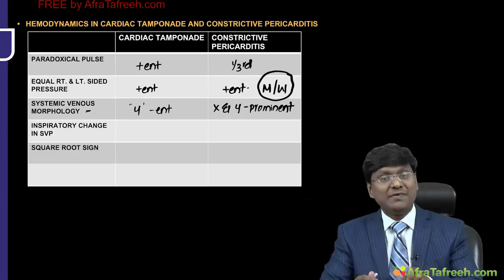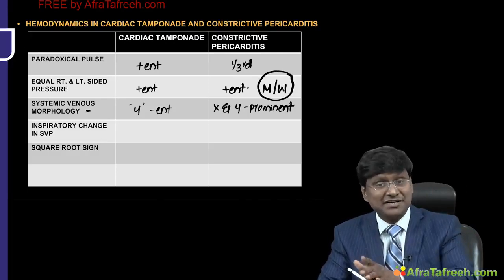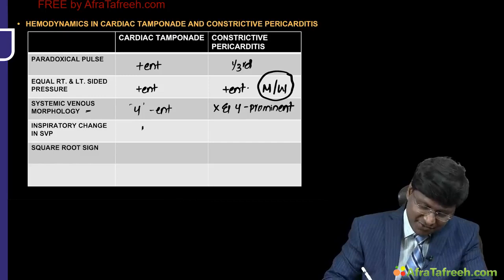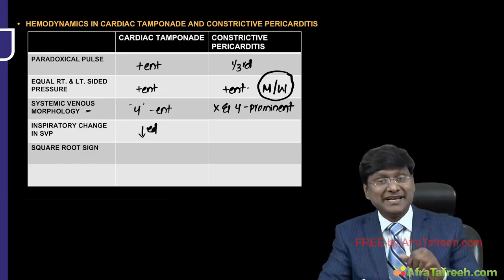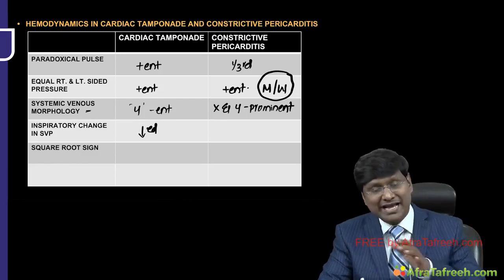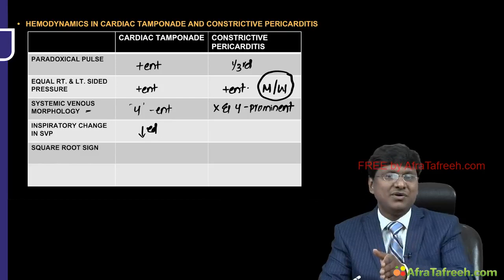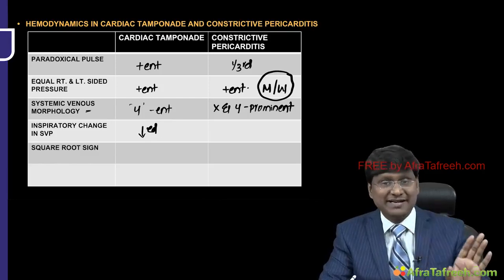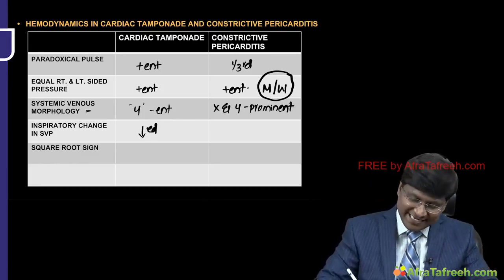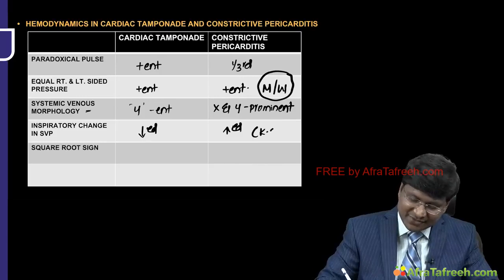Okay. Now, what will happen to the inspiratory change in the systemic venous pressure? The systemic venous pressure will be decreased during inspiration in tamponade. Why? I have already discussed. Because the interventricular septum is being shifted onto the left side. So systemic venous pressure during inspiration will be decreased, right? Whereas it is increased in case of constrictive pericarditis. And that is the reason why you have the presence of the Kussmaul sign here.